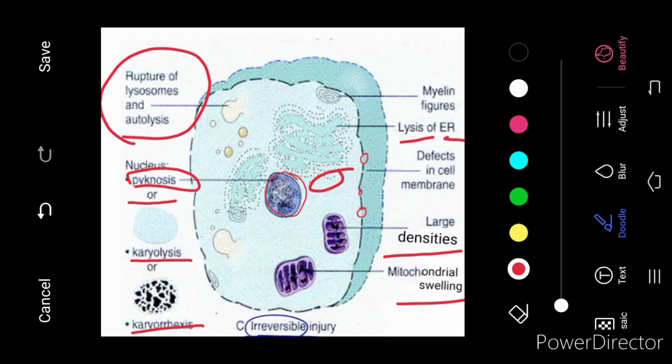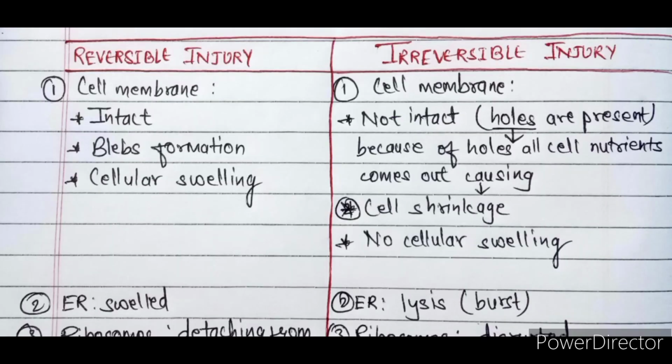Now we will see our table and compare and revise its characteristics again. Now let's see our table of comparison between reversible and irreversible cell injury. So number 1 is cell membrane. In the reversible cell injury, the cell membrane is intact, while in irreversible cell injury, it is not intact due to the presence of holes. And because of the presence of holes, all cell nutrients come out, causing cell shrinkage.